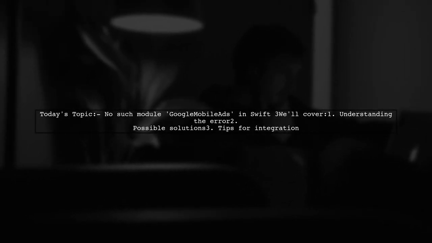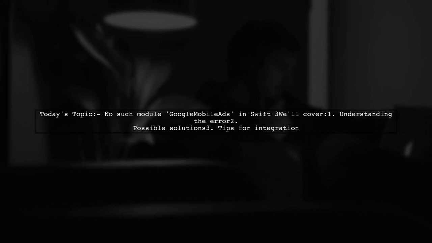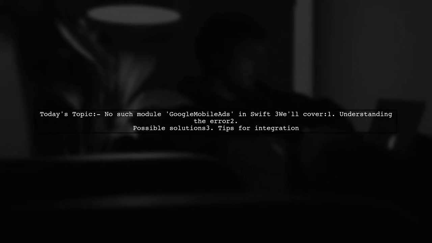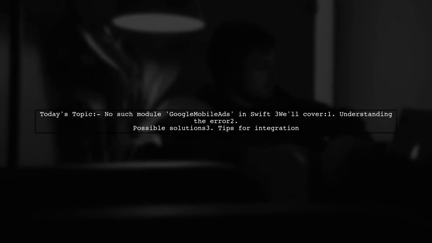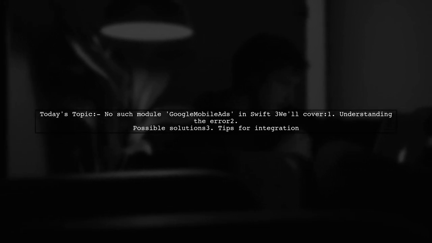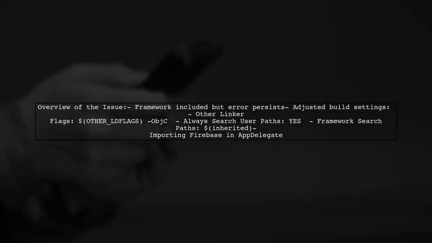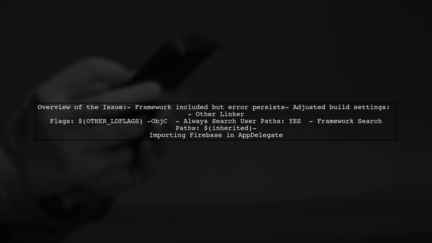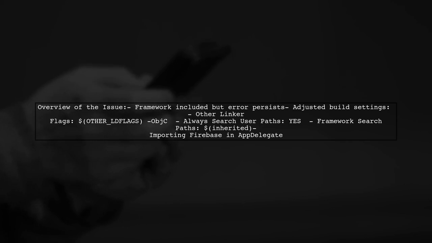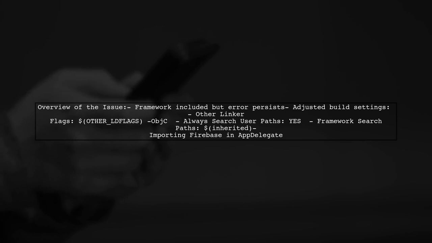Today we're tackling a frustrating issue that many Swift developers encounter. Our viewer is facing a problem with integrating Google Mobile Ads into their project, specifically receiving the error, "No such module, Google Mobile Ads." In this case, the developer has already included the Google Mobile Ads framework, but still can't build the project. They've tried various solutions found online, including adjusting build settings and importing Firebase in the app delegate. So what else can they do?